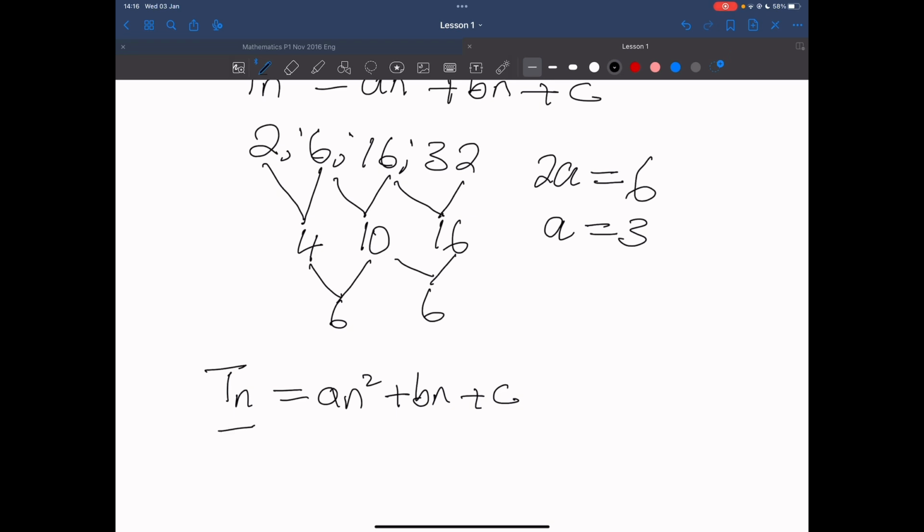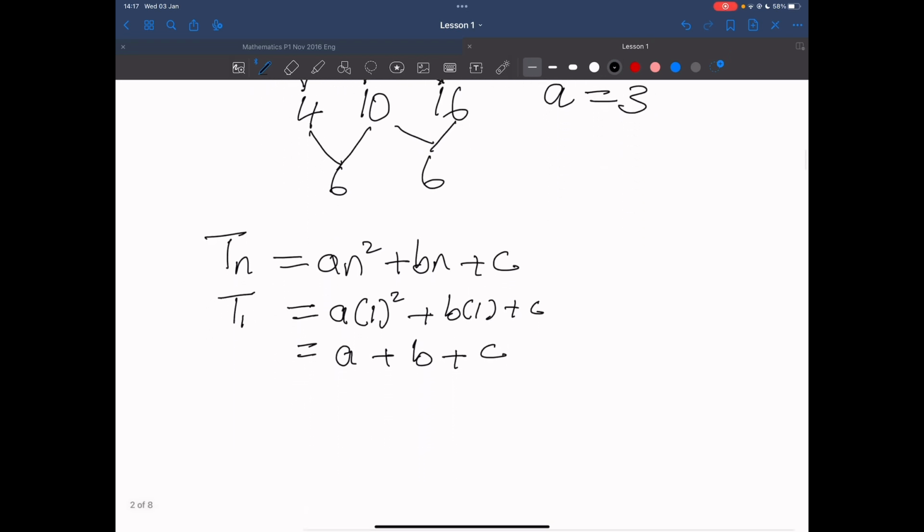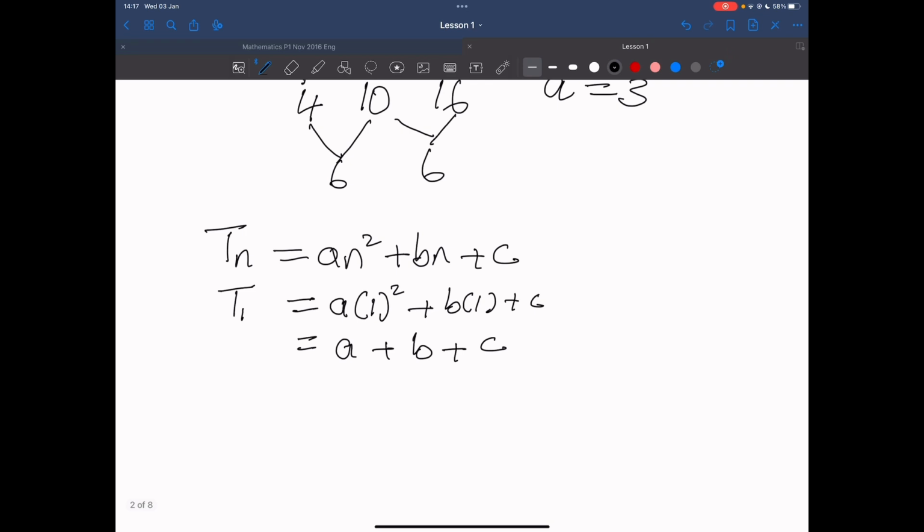So for term number 1, where we see n, we put a 1. So we substitute. It's going to be a into 1 squared plus b into 1 plus c. 1 squared is 1, times a is a, plus b, plus c. So that is term number 1. It's a plus b plus c.